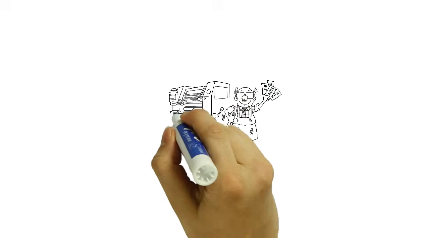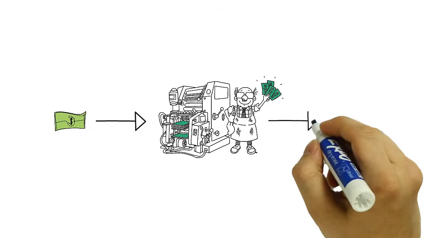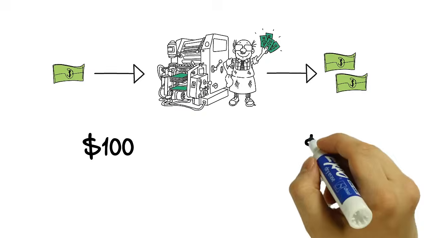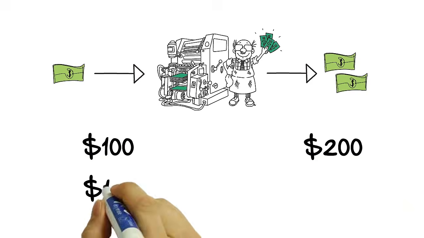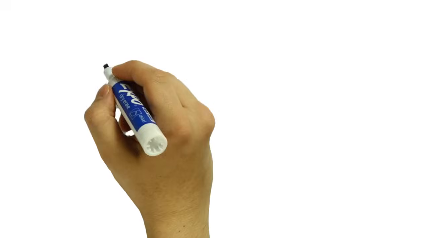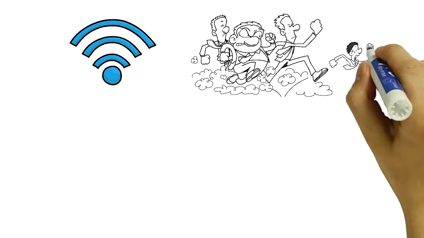If you create a system in which you put in a dollar and get $2 back, the maths is simple. If you spend $100, you will get $200 back. You spend $1,000, you will get $2,000 back, and so on. This was happening when the internet was new. But now competition in the market is too high.